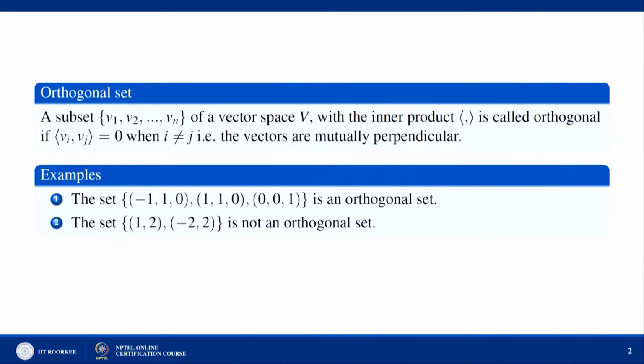We know that a subset v1, v2 up to vn of a vector space V with an inner product defined is called orthogonal if the inner product of vi and vj is equal to 0 when i is not equal to j. That is, any two distinct vectors in this set are orthogonal, I mean perpendicular. For example, you see this set.